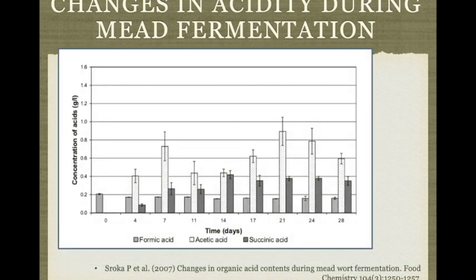Here's another chart from that study looking at the concentration of various acids. They did include formic acid here, which you can see occurs at very low amounts, and it doesn't change at all. Acetic acid or volatile acidity does increase over time, as does succinic acid. And succinic acid increases to its maximum usually around 7 to 10 days, and by then active fermentation is done, and then it remains fairly stable.